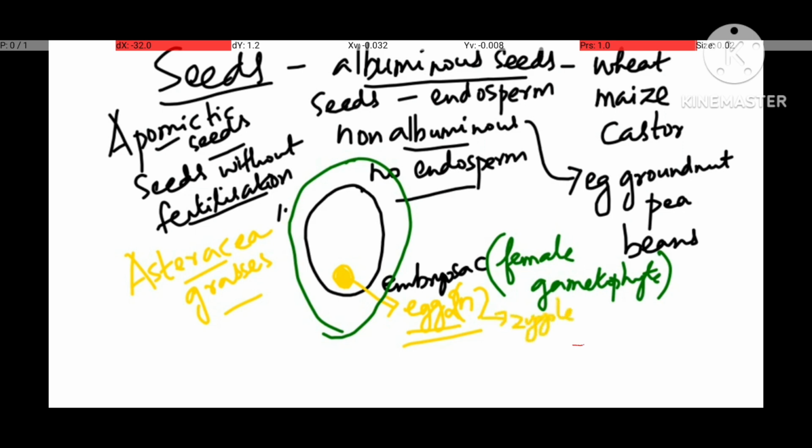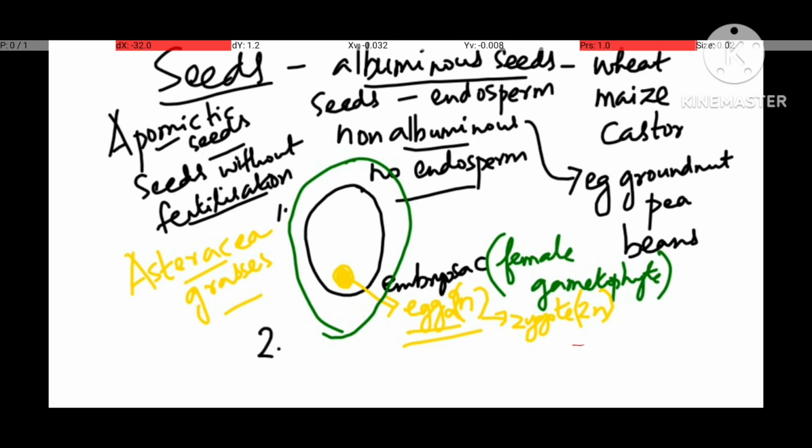If the egg is looking like a zygote, that is, zygotes are diploid, no? That means it will be like fertilization. Without the presence of male gamete itself, it became a seed. This kind of seed is called apomictic seed. But this is not the only method.